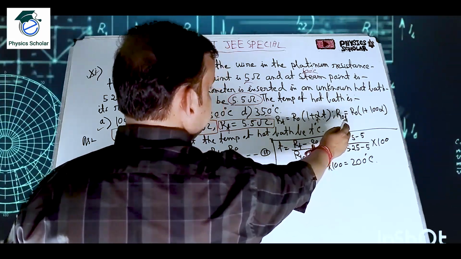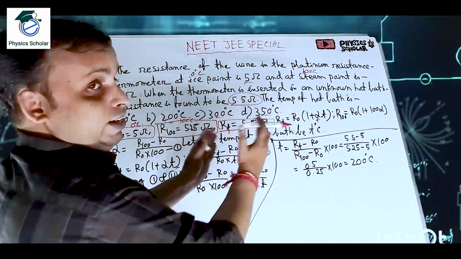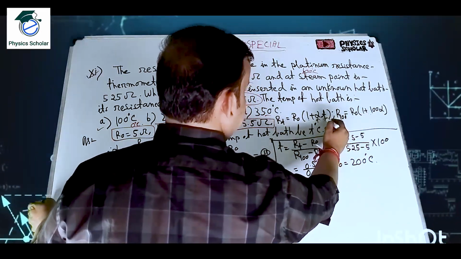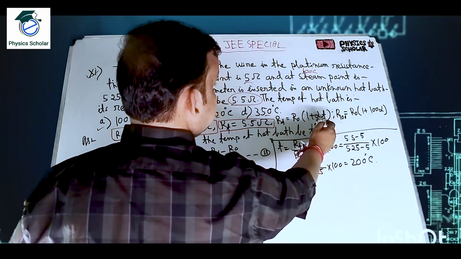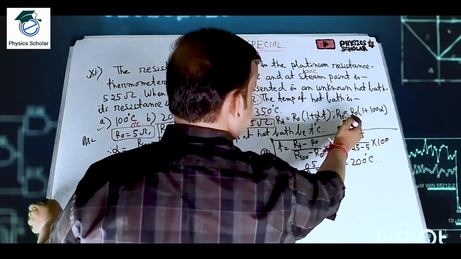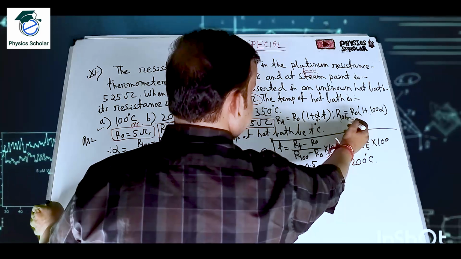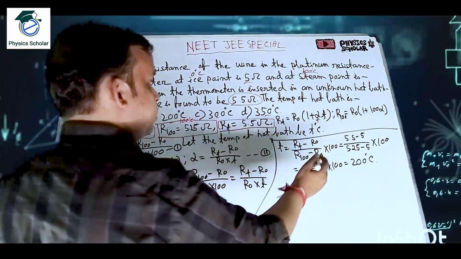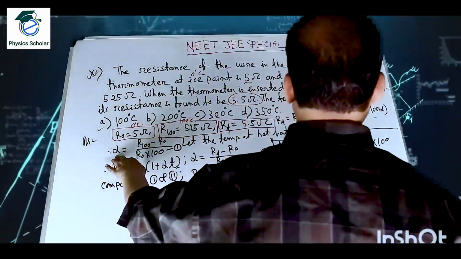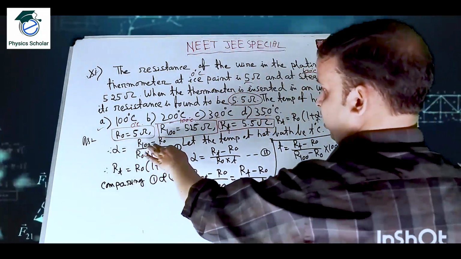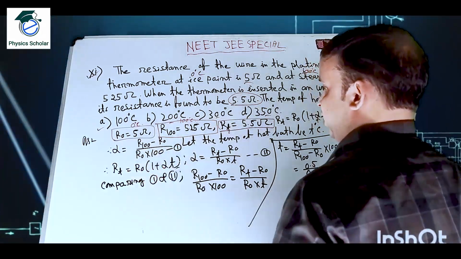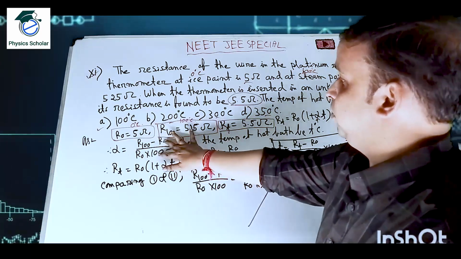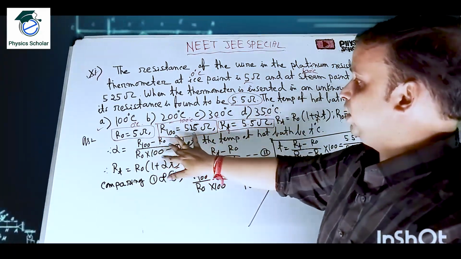First we will consider 0 and 100. So R100 is equal to R0 into (1 plus alpha times the temperature difference). The temperature difference is 100 minus 0, which is 100 degree. So R100 is equal to R0 into (1 plus 100 alpha). From here, alpha is equal to (R100 minus R0) divided by (R0 into 100). This is equation number 1.